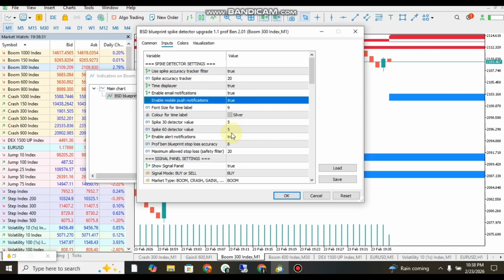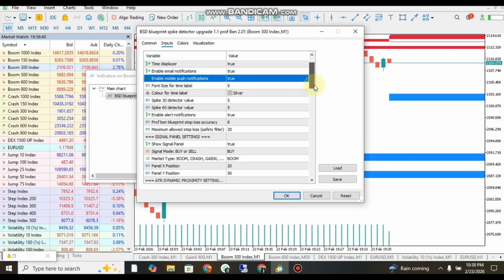Then I go to where we have a signal panel setting, and if you want the panel to disappear or appear, is where you have the show signal probability.